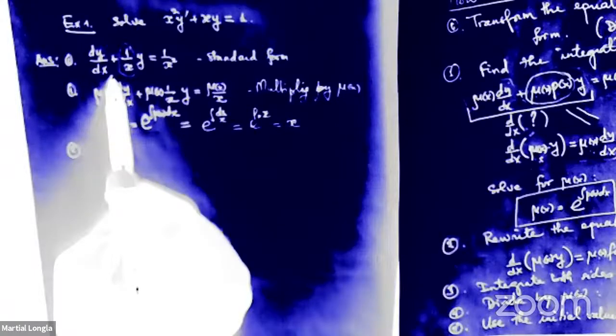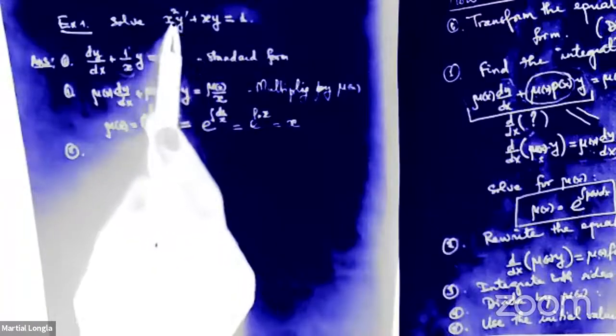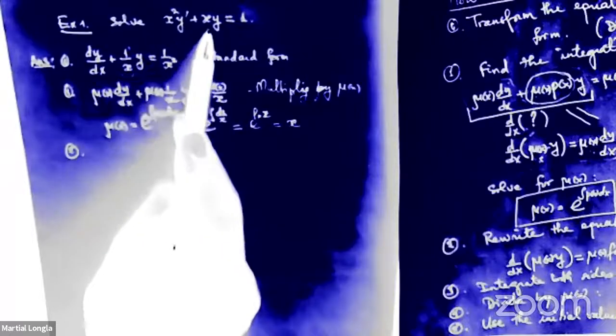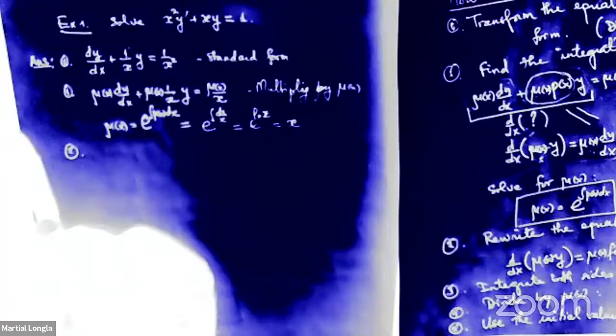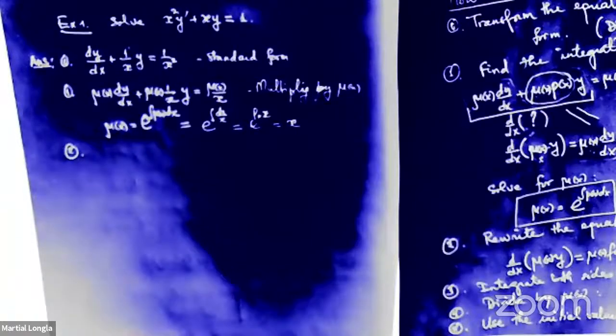Are we good? Yeah, we're good now. So that's where we get it. But first, we need to make sure we get the equation in the standard form, because if we don't do that, we'll be using the wrong p of x. And that's why the whole solution would be wrong, because all your steps would be using the wrong functions.